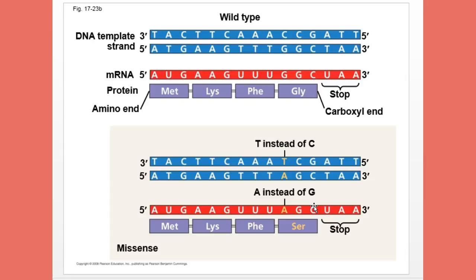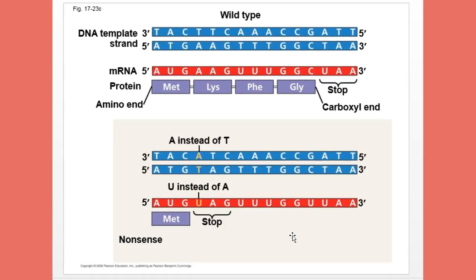A missense mutation is a substitution that changes one amino acid to another one. It may have little to no effect, or it could change your amino acid completely. And that, depending on what it's building, could change what your entire protein is trying to do. See, this one just put a T instead of a C, and so that changed the rest of the coding and changed your amino acid.